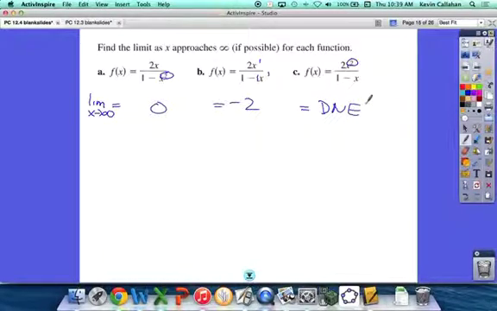All right. So these are different rules than we learned for limits as x approaches c, some arbitrary number, but they're actually pretty easy.